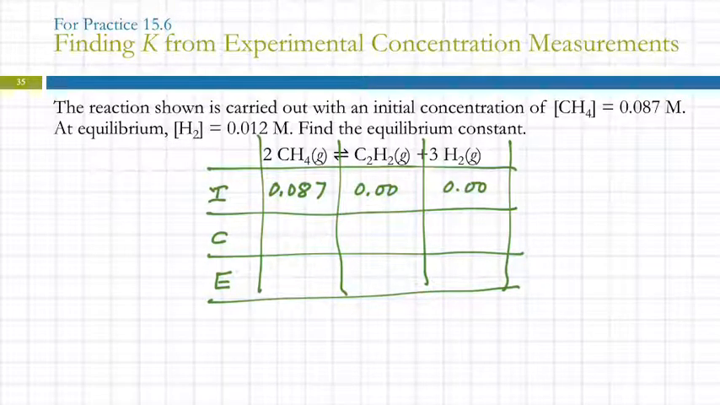We're given an equilibrium concentration for the hydrogen of 0.012. In a problem like this, you're given initial concentrations and the equilibrium concentration of one thing, and that's enough. So how did the hydrogen change? Well, it went from 0 to 0.012, so that's a change of positive 0.012.